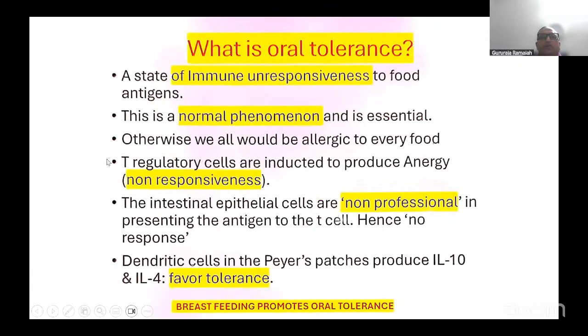So what is oral tolerance? A state of immune unresponsiveness to food antigens. This is a normal phenomenon and this is essential. Otherwise, we all would be allergic to every food. T regulatory cells are induced to produce anergy, that is a non-responsiveness. The intestinal epithelial cells are non-professional in presenting the antigen to T cells, hence no response. Dendritic cells in the Peyer's patches produce IL-10 and IL-4 and favor tolerance. And breastfeeding in infants promotes oral tolerance.